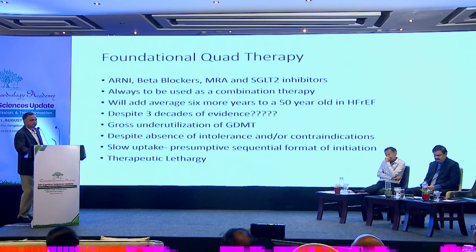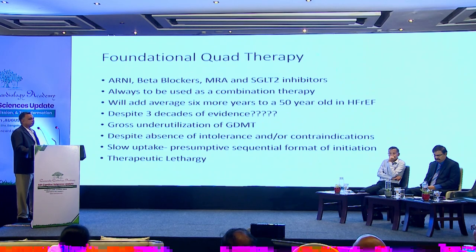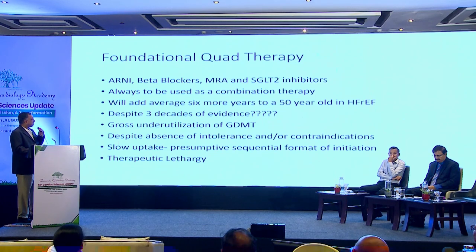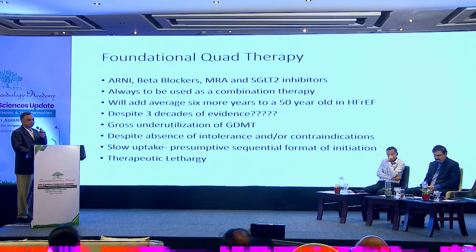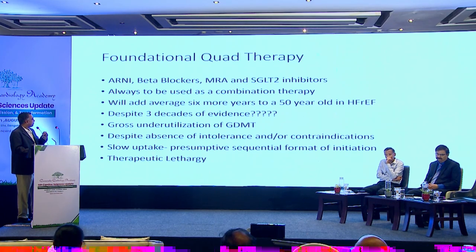So with this support, we came to the conclusion that all heart failure patients should be on what we call quad therapy. What is a quad? That is a combination of therapy which involves ARNI, beta blockers, mineralocorticoid receptor antagonists, and SGLT2 inhibitors. Always to be used as a combination therapy. This is a message which we have to give. Though individual drugs have proven their efficacy in heart failure, the efficacy is quadrupled when you use them as quad. What is the advantage?